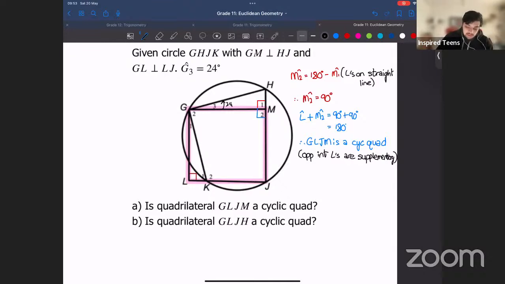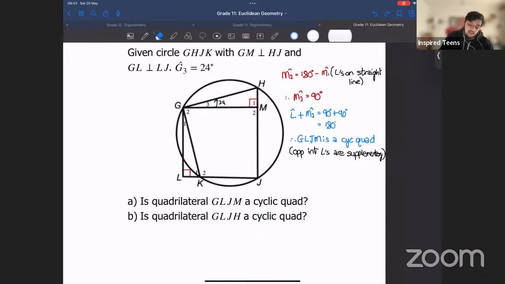Okay, another easier way you could have done it is, this is an interior angle. This here, M1, is an opposite exterior angle. Since it's an opposite exterior angle, you could also say that. This is 90, given. All right, this is 90, given. L is equal to M1, therefore it's a cyclic quad. Why? Opposite exterior angle is equal to opposite interior angle. Done.